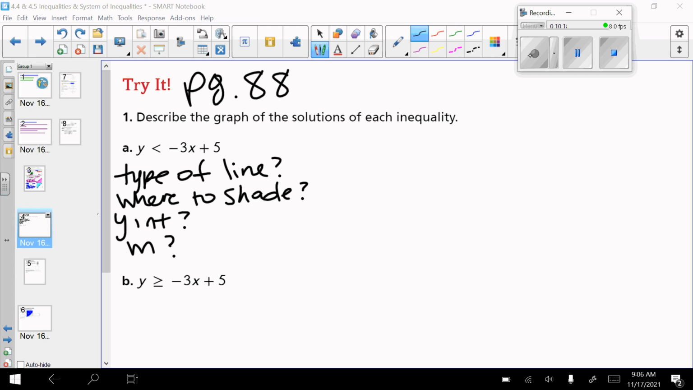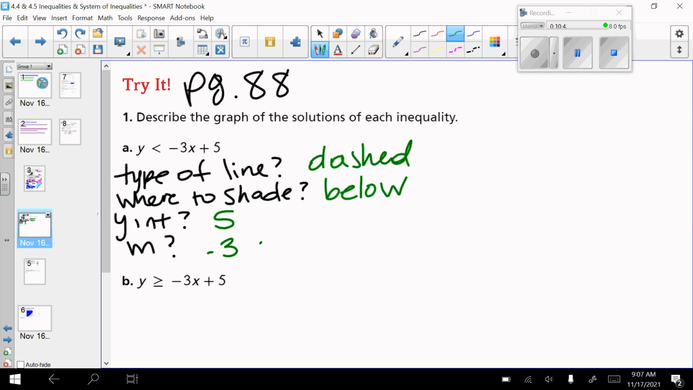So what type of line will the first one be? Dashed. Perfect. And so does that mean we'll include those ordered pairs or we won't? They're not part of my solution. Good. Where are we going to shade? Above or below? Good. And then what's my y-intercept? And what's my slope? -3. But if you were graphing it, -3/1, right? Great.